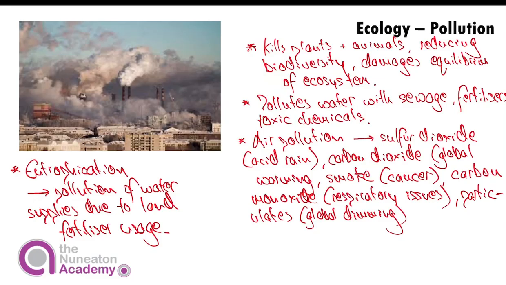Carbon monoxide is a poisonous gas that can cause respiratory issues by decreasing the ability of your blood to carry oxygen and therefore be able to carry out respiration. And also things like particulates through smog, which can cause processes such as global dimming, which means actually less sun physically gets through the atmosphere to the environment, which can obviously have an impact on things like photosynthesis in a negative way.